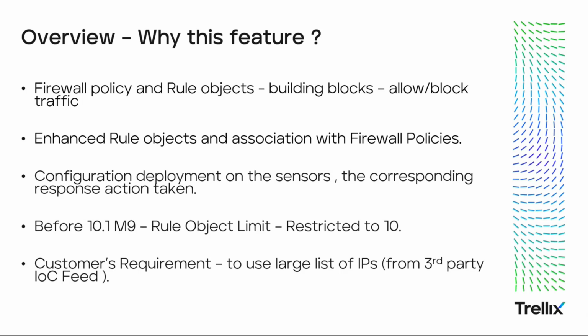Before 10.1 M9, we supported a maximum of just 10 entries in the rule objects associated with the policies. However, the primary requirement from the customers was to use a larger list of IPs, basically from a third-party IOC feed, and thereby allow or block the matching traffic. For this purpose, in 10.1 M9, enhancements were done in the rule object configuration, the association of the rule objects in the firewall policy, and the corresponding deployment on the sensors.